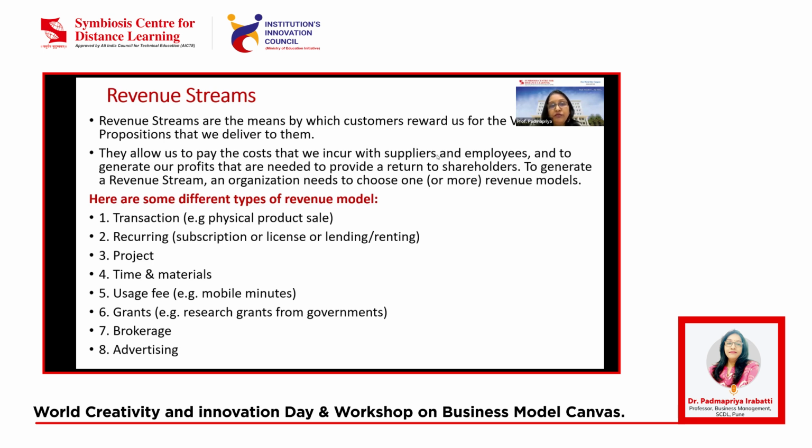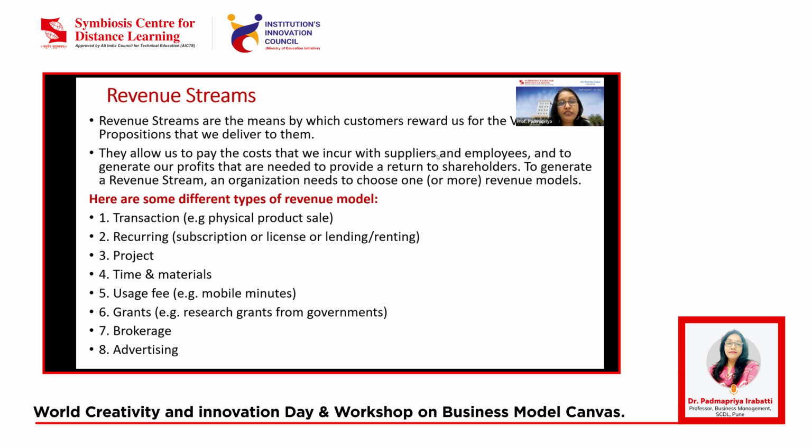Transaction is a common revenue stream. You have a transaction of your services or products, you are exchanging it, and against that you are getting the revenue. That is a transaction stream. Then next is recurring. There could be some renting options, licensing options, lending options, from which at regular intervals you keep on getting the revenue. Nowadays the OTT platforms have subscriptions. So that is a recurring revenue.